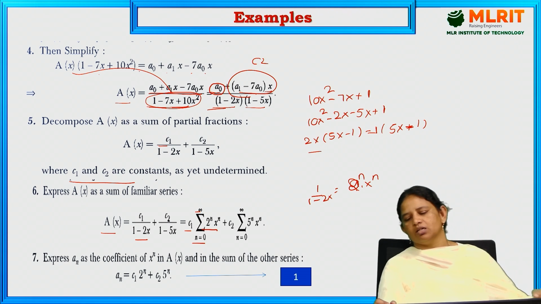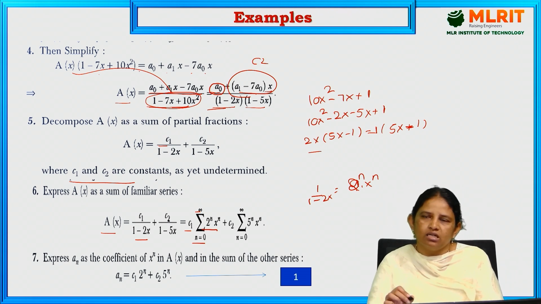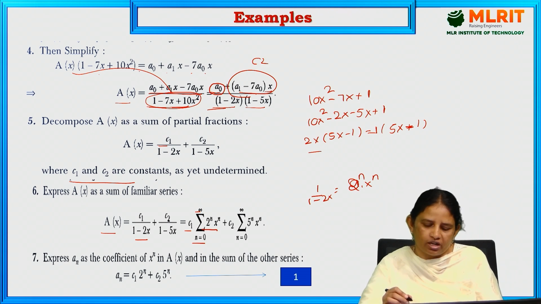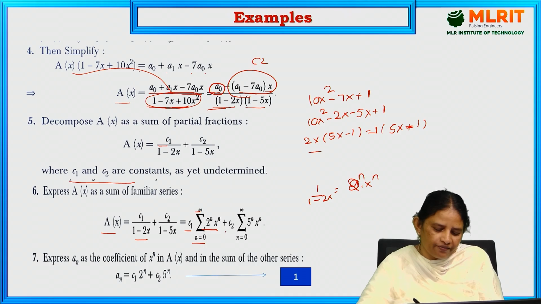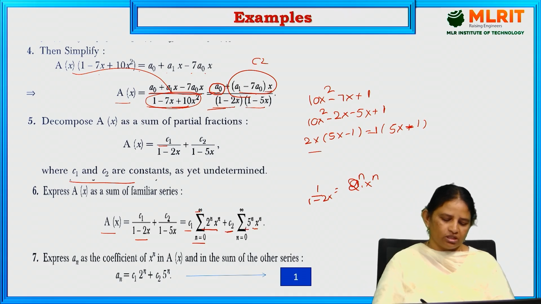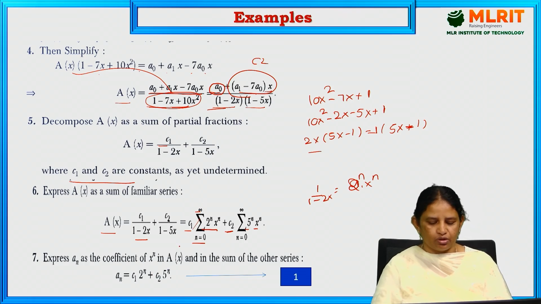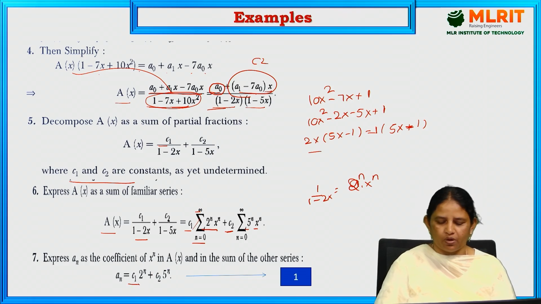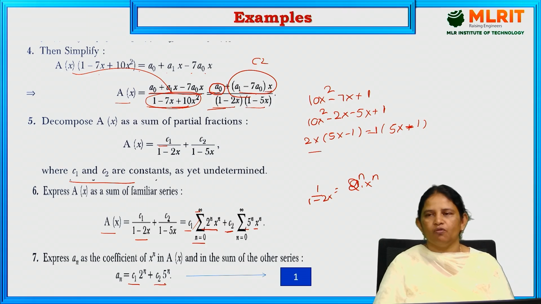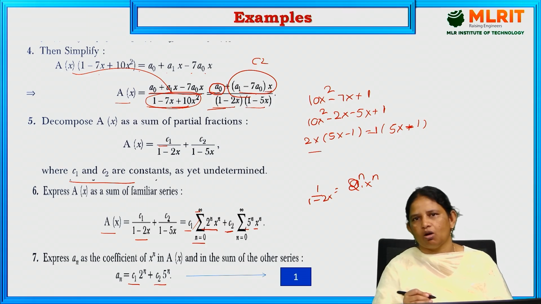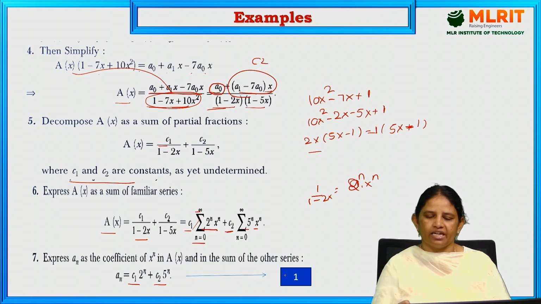That is already discussed in the generating function of the sequence for the recurrence relation, 2 power n. In the same way, C2 has constant 5 power n. So this is the equation. We need to remove the summation, n equal 0 to infinity. We'll get C1 into 2 power n plus C2 into 5 power n as the solution of the recurrence relation. This is equation number 1.